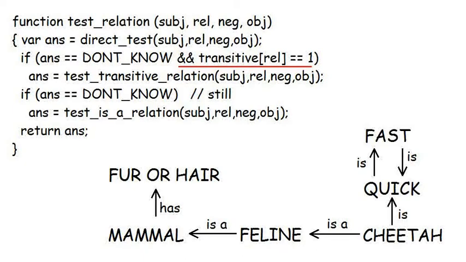The second detects is-er relationships. Since cheetah is an example of a feline, it inherits all the characteristics of that type of animal. Feline, in turn, inherits all the characteristics of mammal. So if mammal has fur or hair, then so does feline, and so does cheetah.